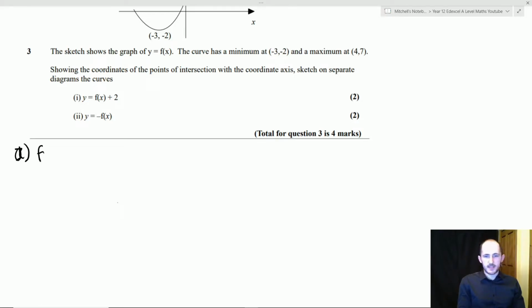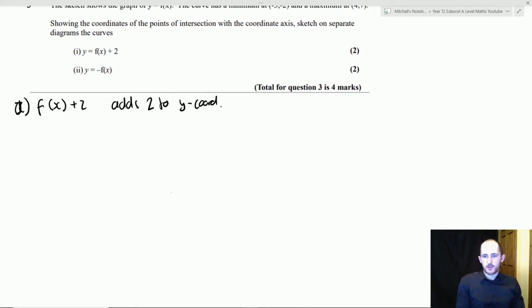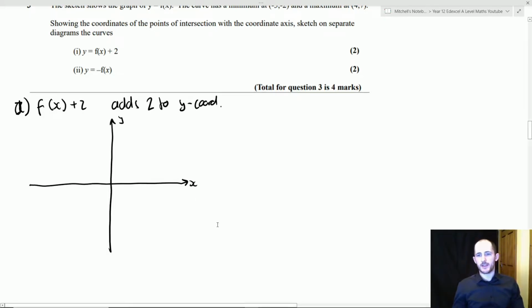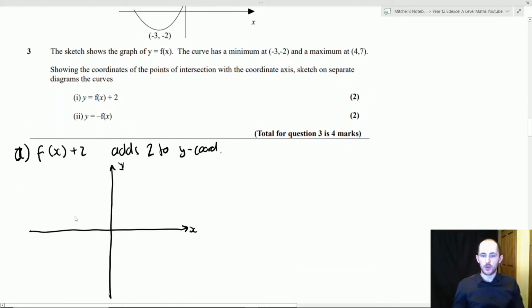So f of x plus 2, let's think about what that does. What it does is it adds 2 to the y coordinates. In other words, it's going to shift all of this stuff upwards. That's it. Drag and drop. So let's do this. Again, your axes don't have to be huge, but I prefer to make them decently large just to make sure that I get the points. And the first thing I do is plot the points. So instead of -3, -2, add 2 to the y coordinate makes it minus 3, 0. So that is the x-intercept.